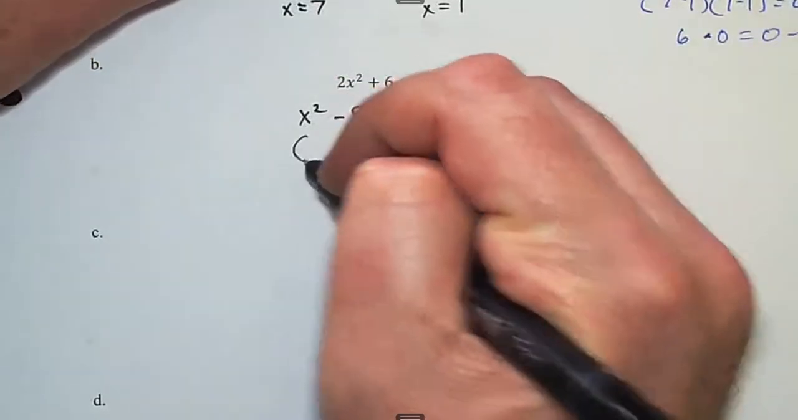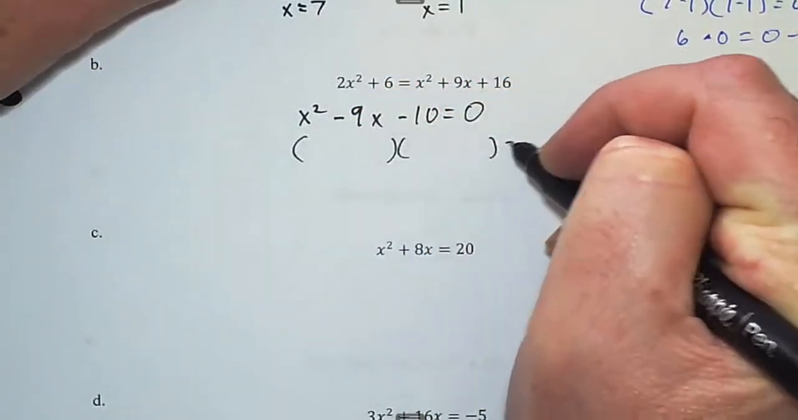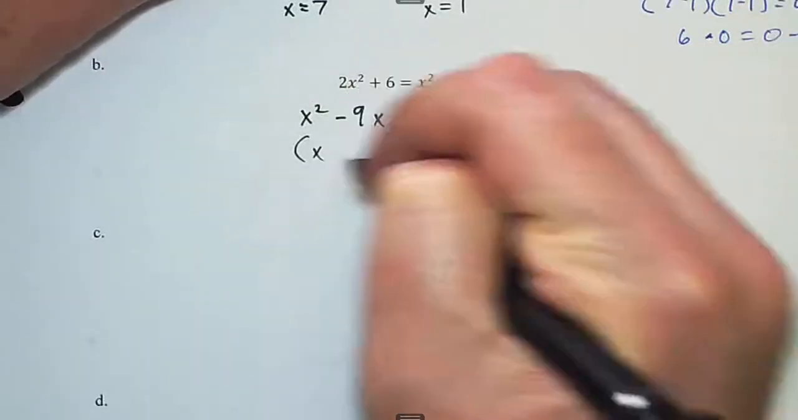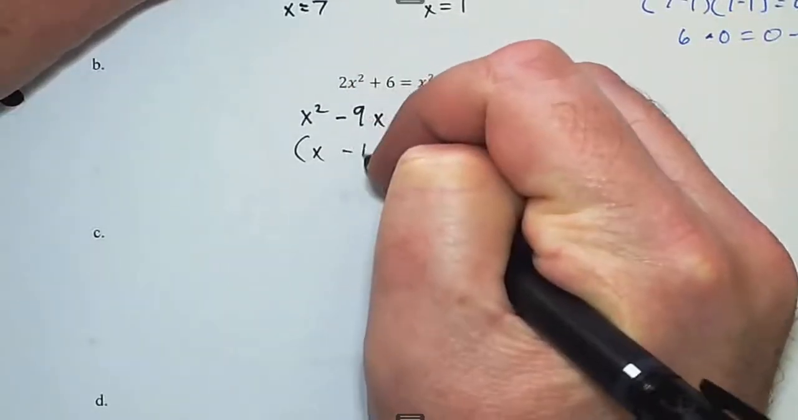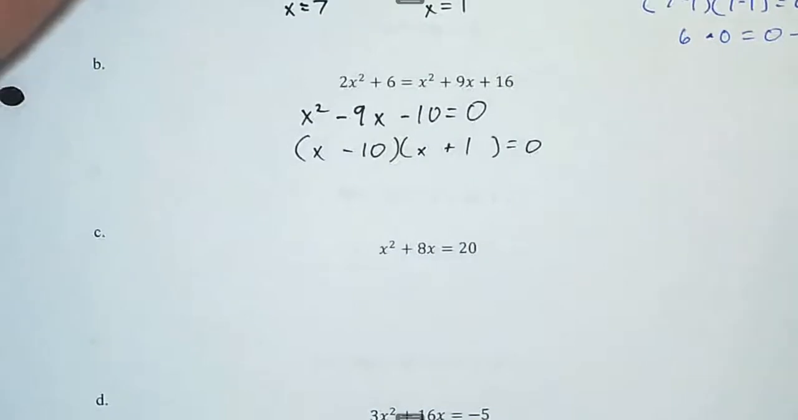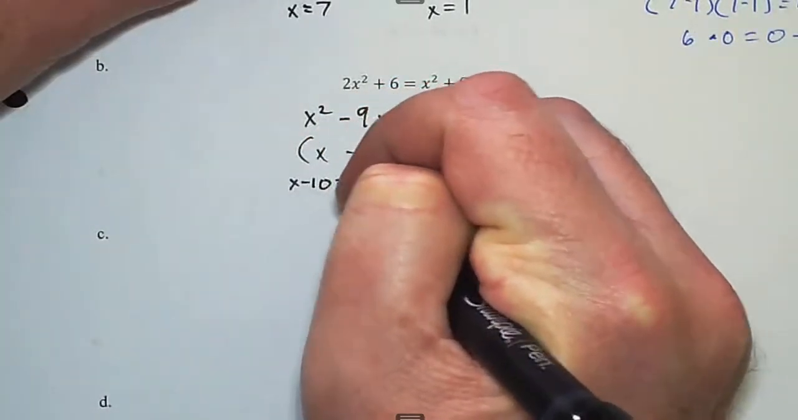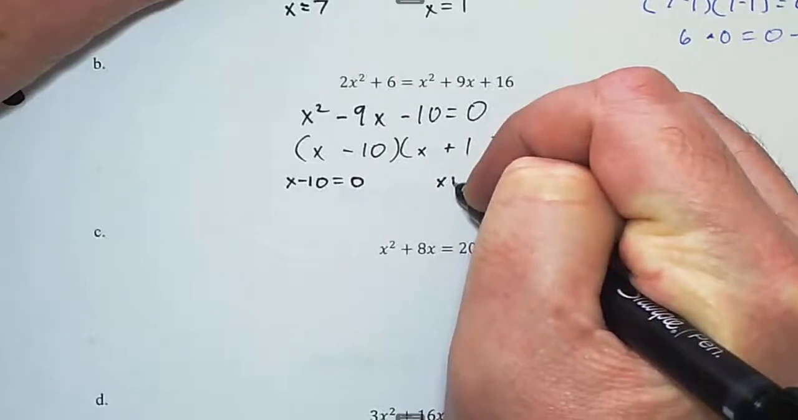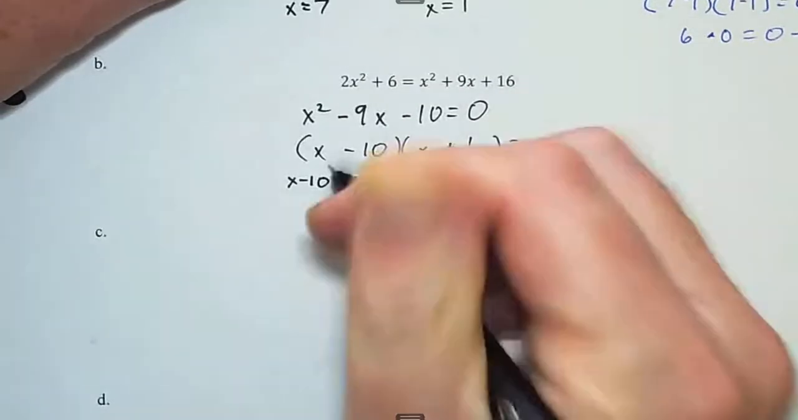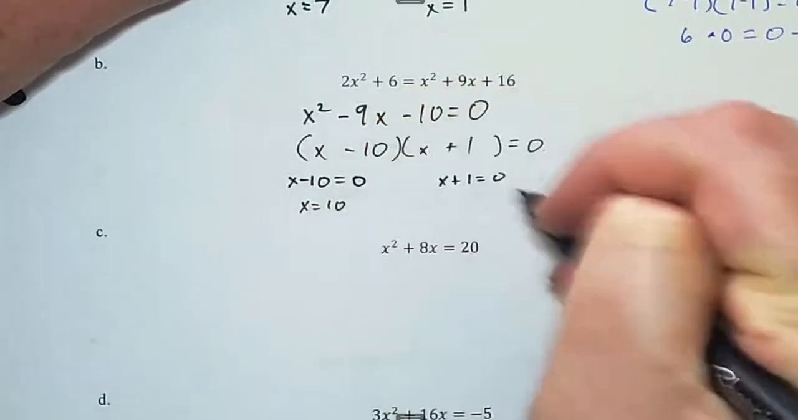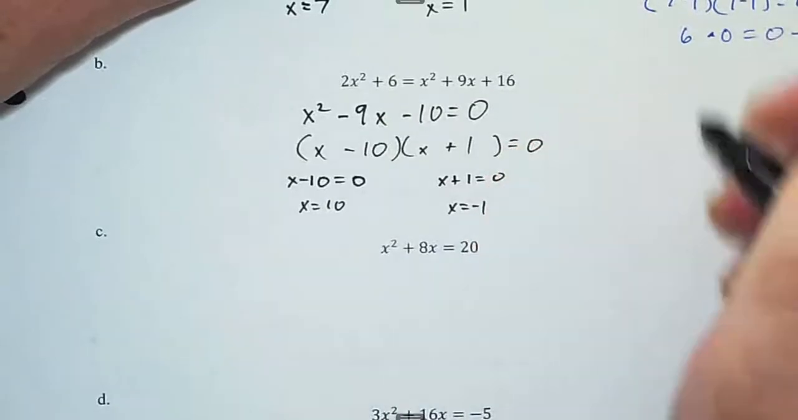Now I'm going to factor x and x, and I'm going to call this a minus 10 and a plus 1. Now that I've got it factored, I can solve this by simply setting each factor equal to 0. This is the zero product property that we're using. So x equals 10 and x equals negative 1.